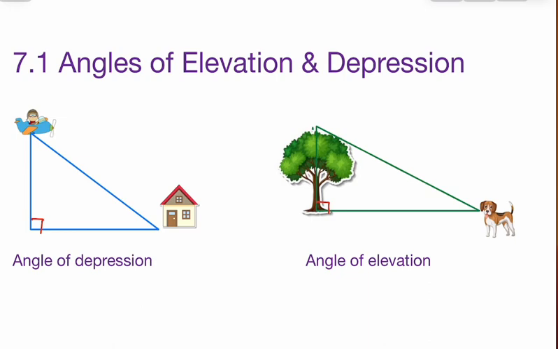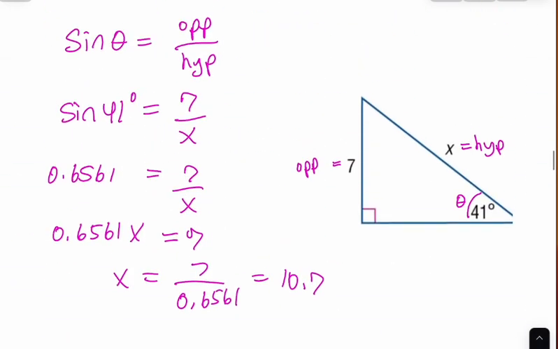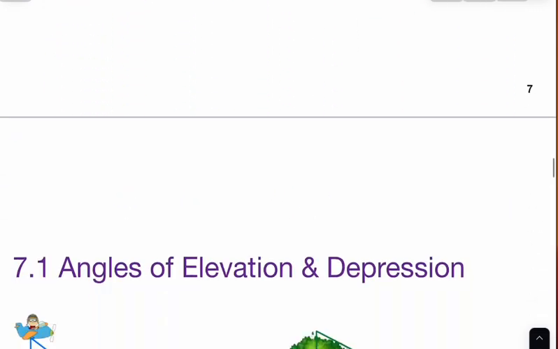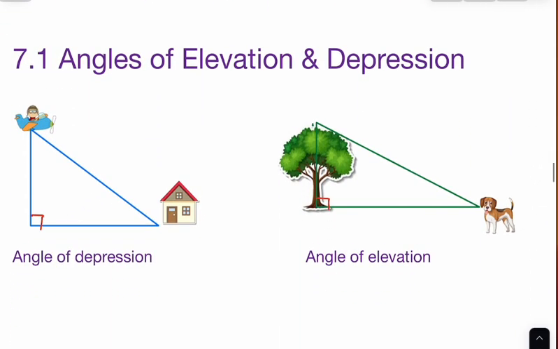So yesterday we had left off on example 3. So add yourself a blank page and draw yourself 2 little triangles and write down the words angles of elevation and depression.